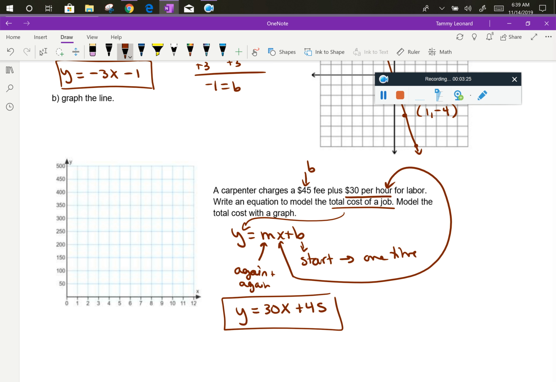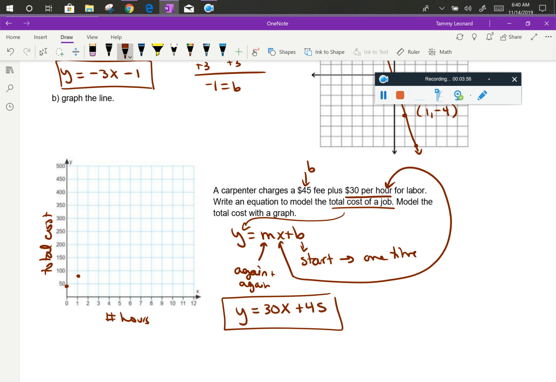We also have a grid here so that we can make a graph. We have to estimate a little bit because of the way the scale is drawn here. So we know that x is the number of hours spent working, and y is the total cost. So we know that before the carpenter even begins to work, there's a $45 fee. And then from there, we go up $30 per hour. So after 1 hour of labor, we'd be at $75.